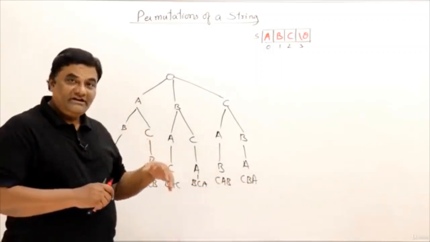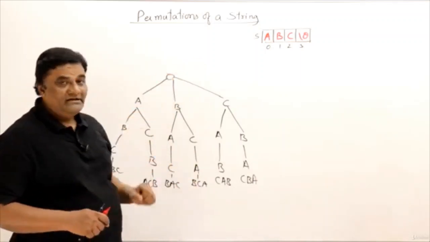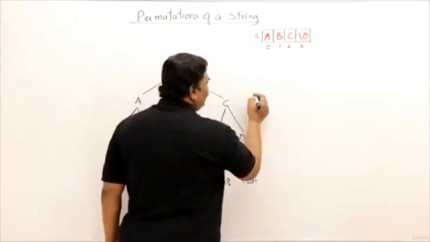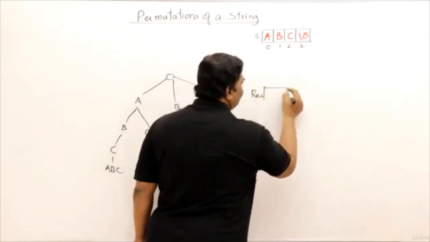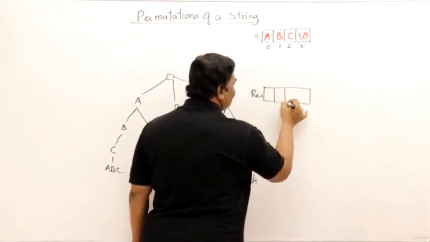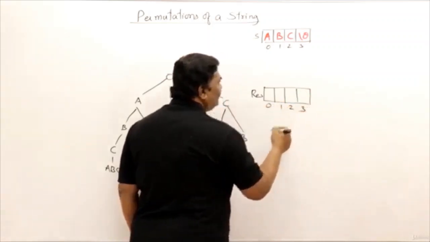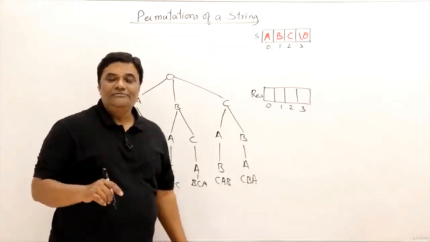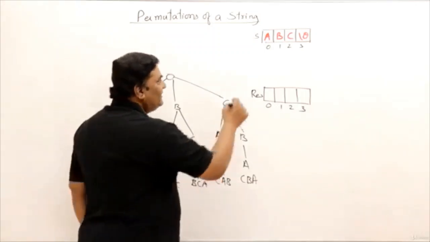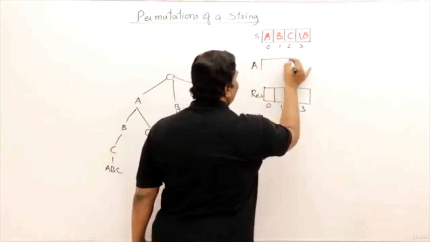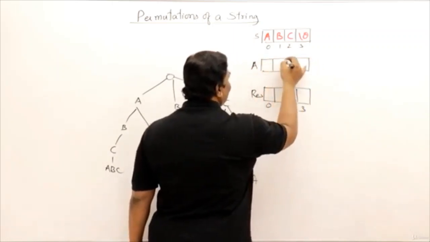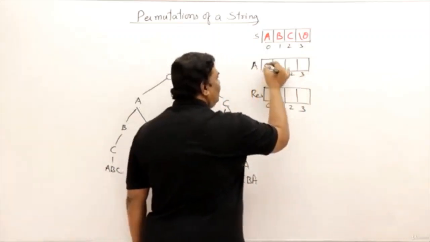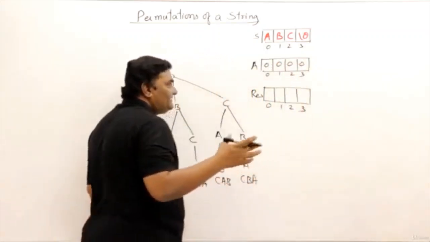So we need a few data structures here. Already we have a string, but we need to prepare the result. So let us take a result. We'll take an array as a result. This should be of the same size: 0, 1, 2, 3. In this we will be storing these alphabets A, B, C. Then we should also know which one is included and which is not included. So for that we will maintain a flag array. I will call it A, and this is 0, 1, 2, 3. Initially all these values are 0, which means nothing is selected.